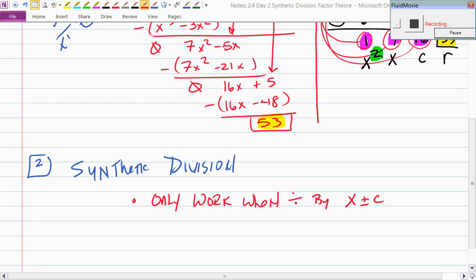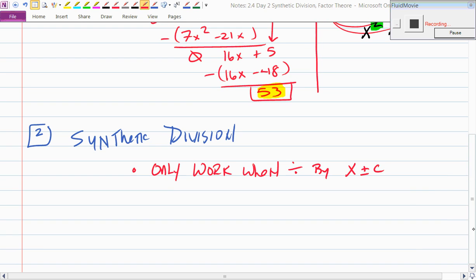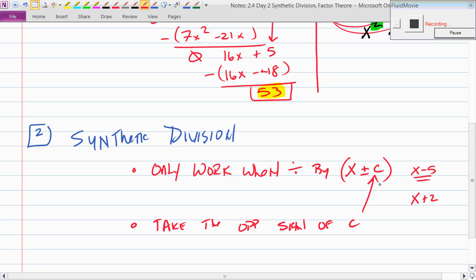But there are some limitations to synthetic division that I want to bring up. One, it only works when you're dividing by x plus or minus c. So you have to have this sort of singular factor here. An example would be like, x minus 5. We could do synthetic division with that. We could do synthetic division with like x plus 2, no problem. And you take the opposite sign of c. And I'm talking about that c right there.